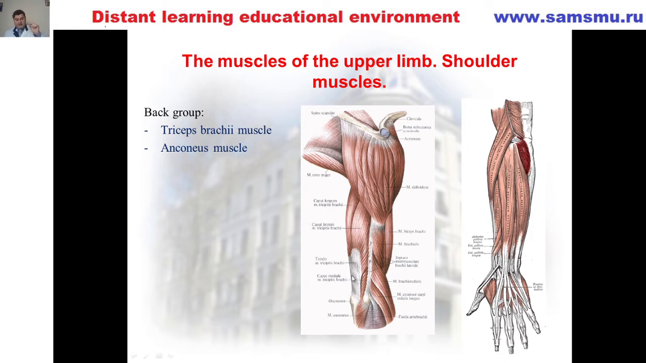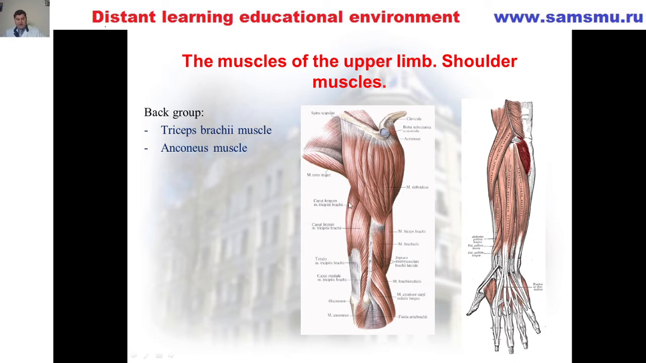The long head, caput longum, it's in Latin, arises from the infraglenoid tubercle of the scapula and then extends between the teres major and teres minor muscles. The lateral head, caput laterale, arises from the posterior surface of the humerus above and laterally to the sulcus nervi radialis, and lower from the septum intermusculare brachii laterale. You may also see the lateral head in this picture, and also we see the long head.